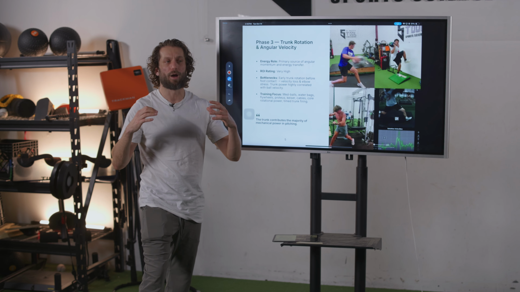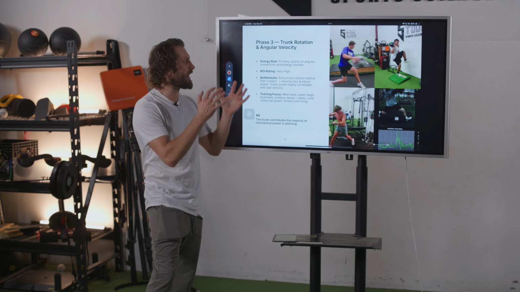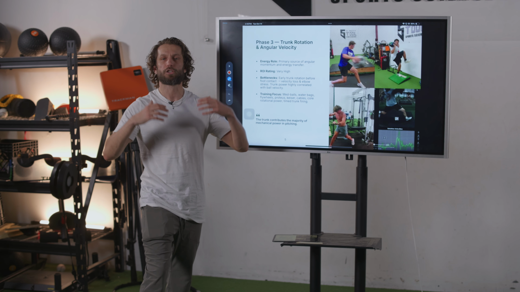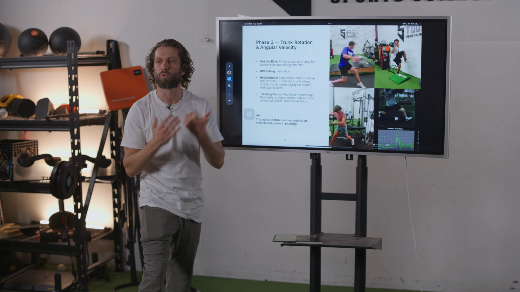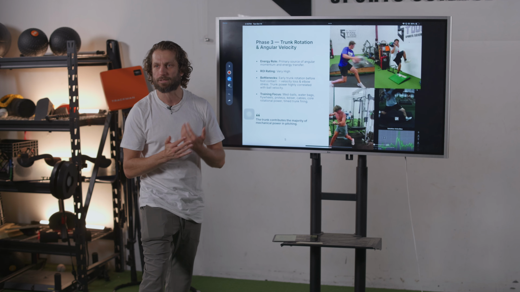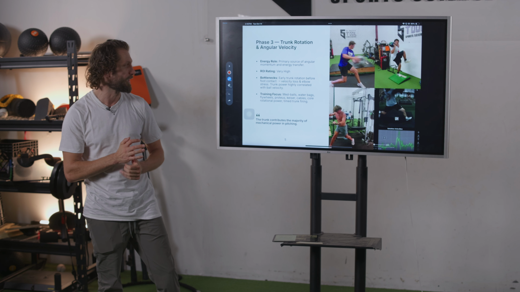We've talked about how devices like Proteus Motion that measure rotational power, we're finding more and more association to separation and ball velocity coming from the trunk rotational power. It is extremely highly correlated to ball velocity. In my opinion, it's probably the best bang for your buck in terms of your ROI, which we'll talk more about later on in the video as well.